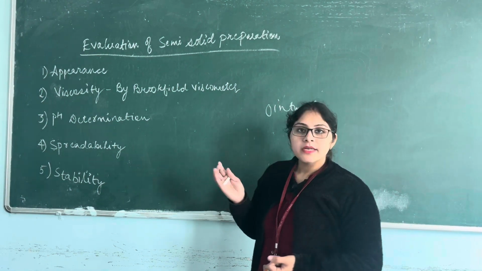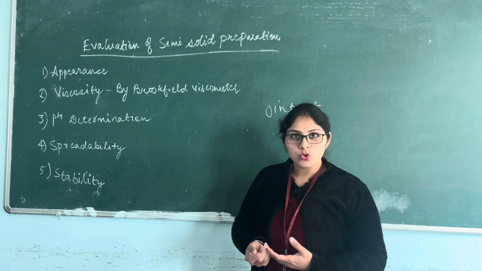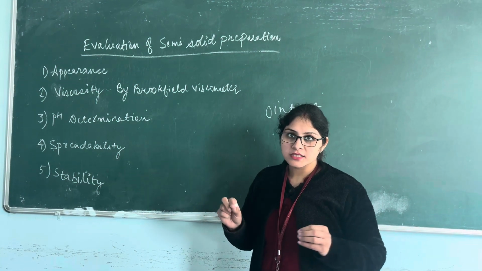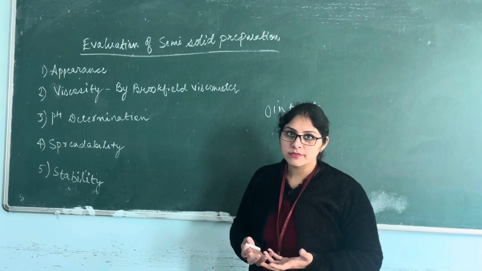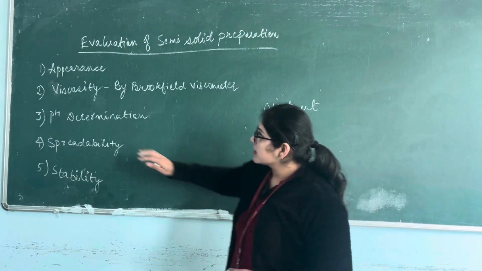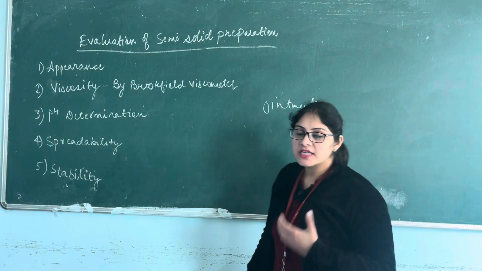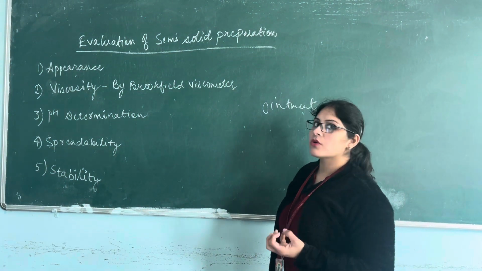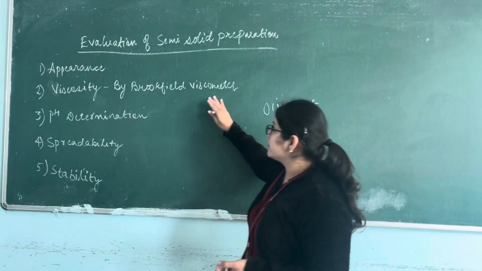So our ointments, creams and gels should be smooth in nature or appearance, and they form a single film on the skin which is also not visible to us. Then comes the viscosity. As our semi-solid preparations are viscous in nature, we determine the viscosity by using the Brookfield viscometer.